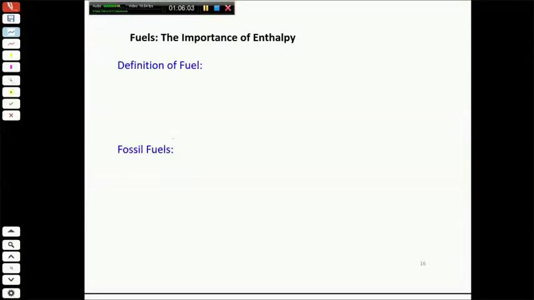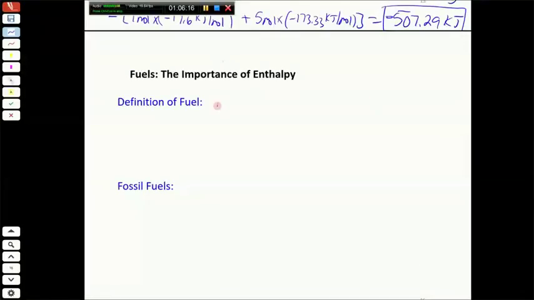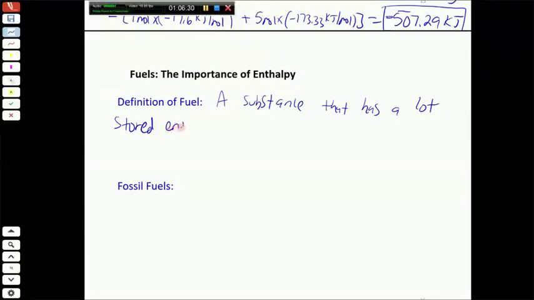And so let's talk a little bit about the chemistry definition of fuels and how this relates to enthalpy. We should have a decent idea of what a fuel is, or certainly we all use them in our everyday lives. So what is its precise definition? It's a substance that has a lot of stored energy. And usually this stored energy is released by burning the fuel.